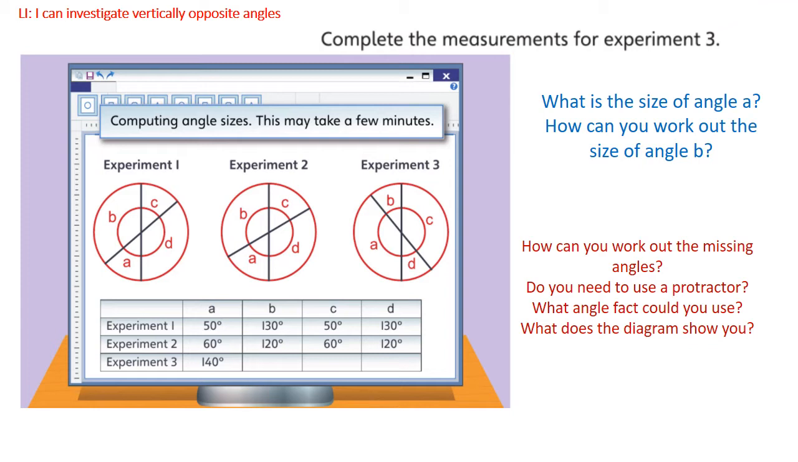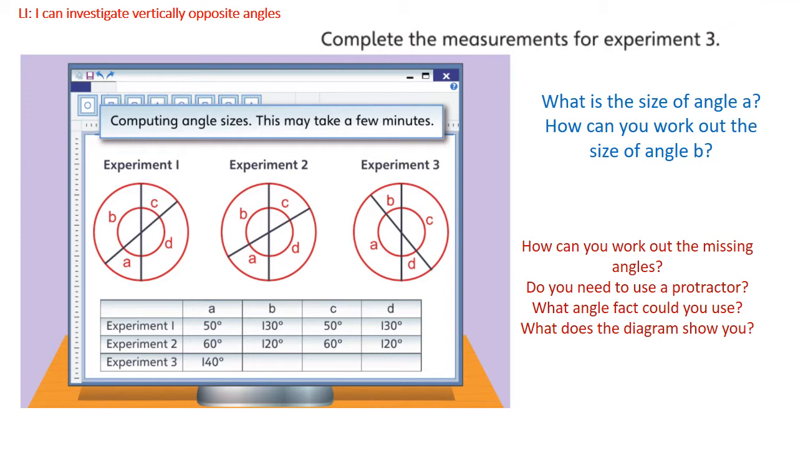If we look at experiment 2, we can see that angle A in this case is 60. So angle A and B, again, are on that straight line. What do angles on a straight line add up to? 180 degrees, well done. So 180 minus 60 will tell us what angle B is. So angle B is 120. Then we can do B and C. So 180 take away 120 will mean that C is 60.